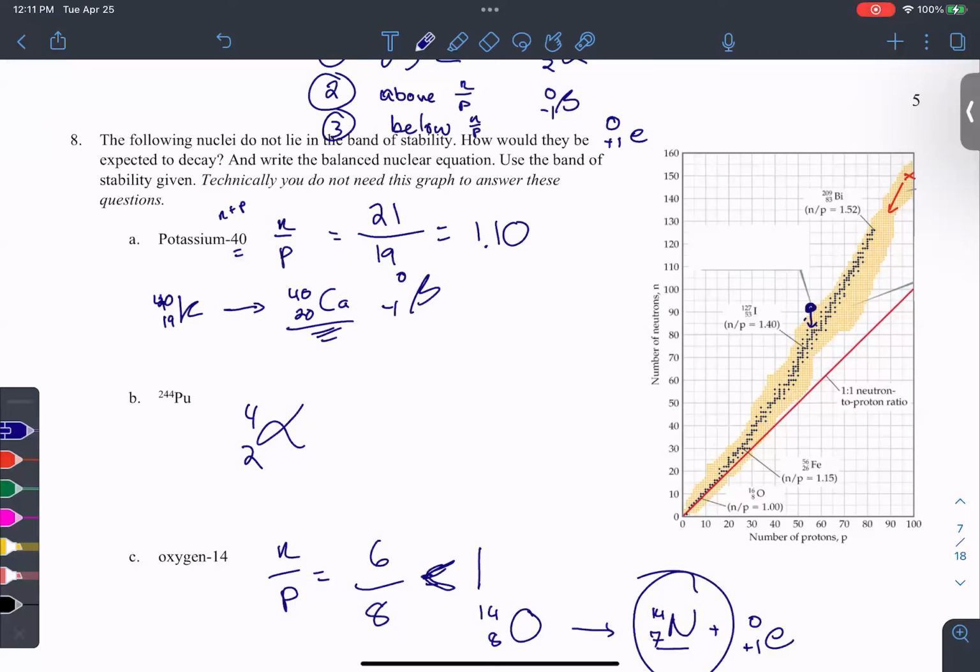So the question here on the chat is, is the band of stability given on the test? If it is not obvious whether it's above or below the belt of stability, then we have to give it to you. But in all of these examples that I've showed, our neutron to proton ratio was obviously above or below. You technically don't need it. Okay.